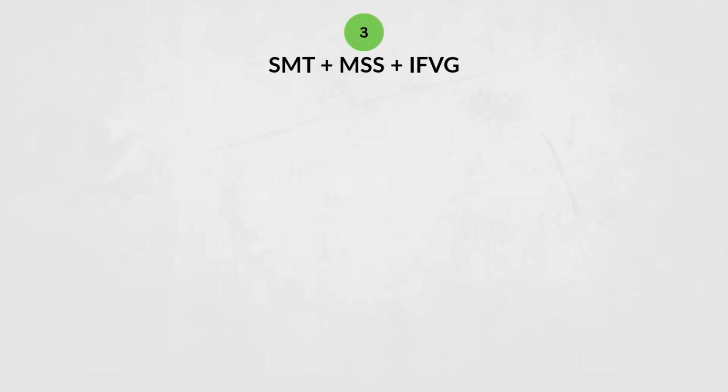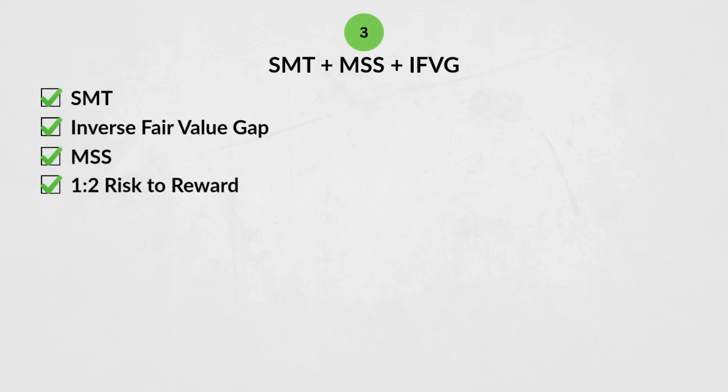For the third entry model, we'll be using SMT divergence, market structure shift, and the inverse fair value gap. Here's the checklist. First, we wait for an SMT divergence. Once we get that SMT, the next thing we look for is price to inverse a fair value gap. After that fair value gap is inversed, we then wait for a market structure shift. Once market structure shifts, that inverse fair value gap becomes our entry zone, and we target a 1 to 2 risk-to-reward ratio. Now let's see how this looks on the chart.